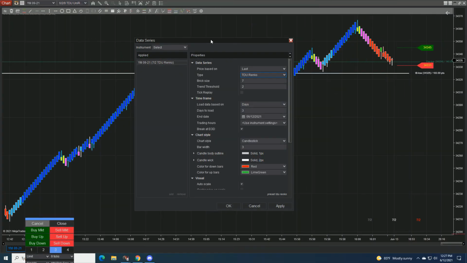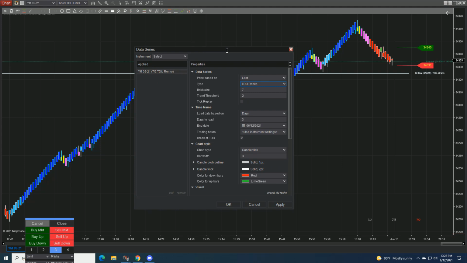All right, now let's talk about the difference between the median Renko, or what by default you would see as the TDU Renko, and the TDU UniRenko. Now, I'm just in the data series here, where if you were applying the TDU Renko, which is the median Renko brick, we've got 2 variables that we can play with. So we've got the brick size and we've got the trend threshold. So in that case, we know that it would be a 7-tick brick, but it takes 2 bricks to get a new bar.